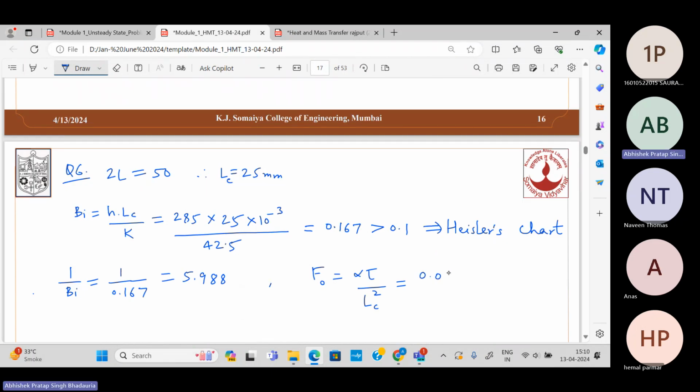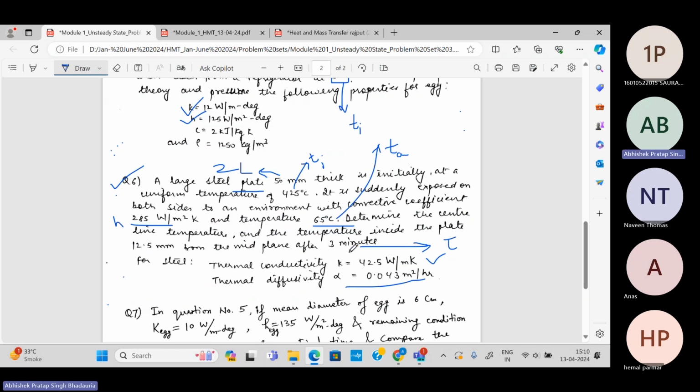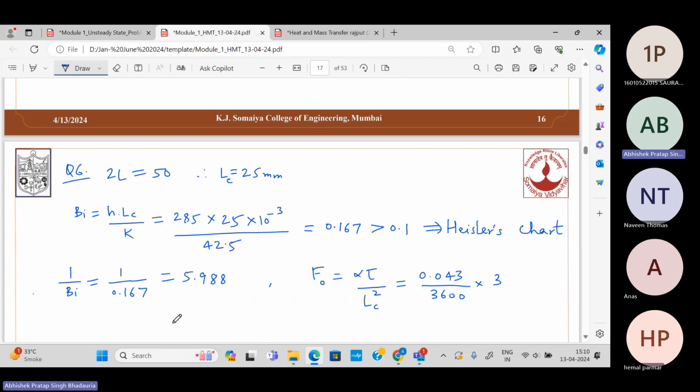Okay, so 0.043 meter square per hour. We'll convert this into seconds. So 1 hour, 3600 seconds are there. Time is 3 minutes. So we will convert the minutes. In 1 minute 60 seconds are there, so we will multiply it by 60, divided by LC square. So the calculated value of LC is this 25 mm, the semi thickness.